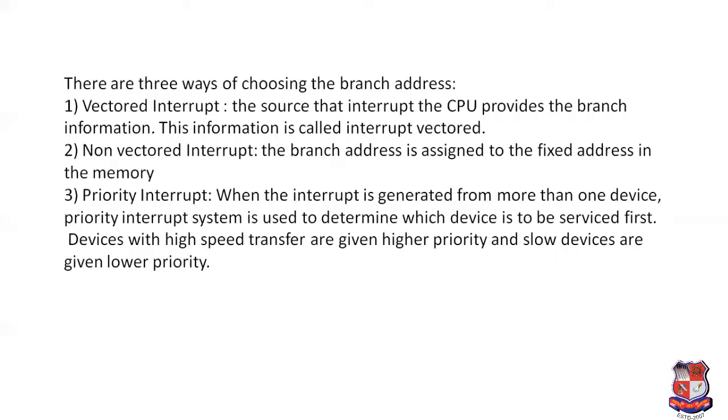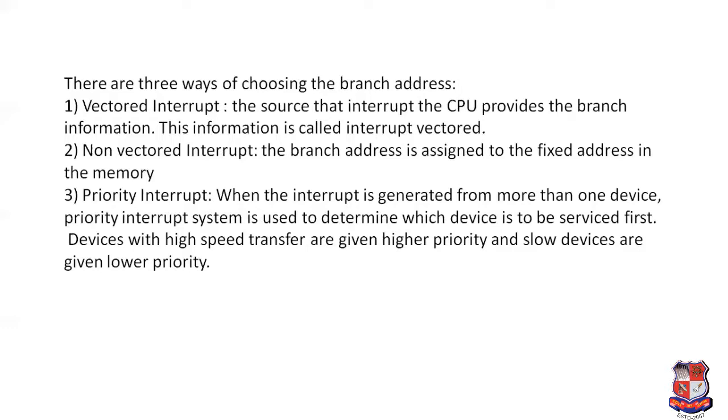The first one, vectored interrupt, is where the source that interrupts the CPU provides the branch information. This information is known as the interrupt vector. Now, what is non-vectored interrupt? When the branch address is assigned to a fixed address in the memory, it is known as non-vectored interrupt.